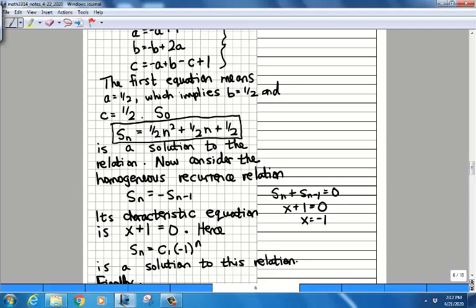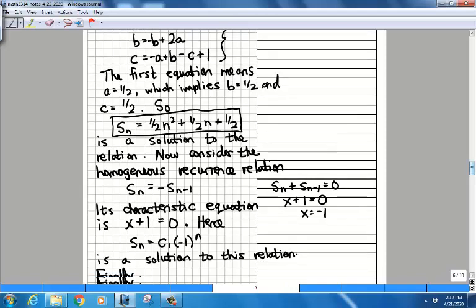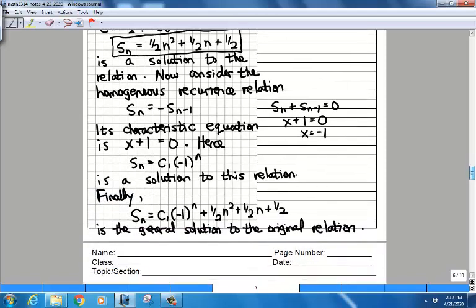So now that you've got this solution to the homogeneous version of our recurrence relation, what are all solutions to our original problem? Well, you take this solution and then add on the solution that we found here. Just combine these two, and that gives you all solutions to the original non-homogeneous recurrence relation. That's it.